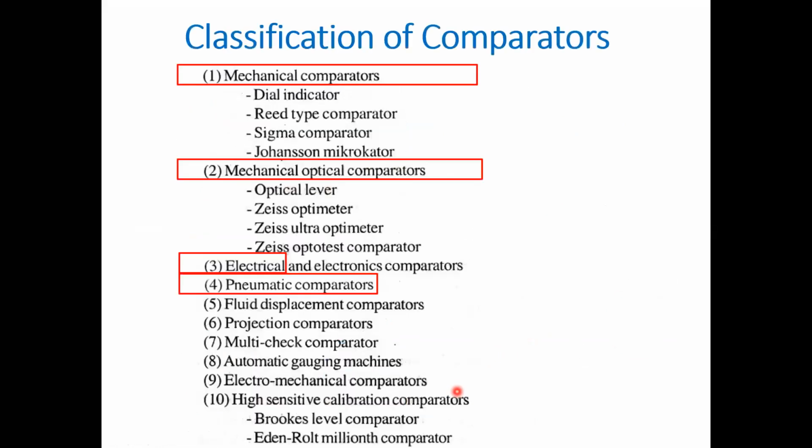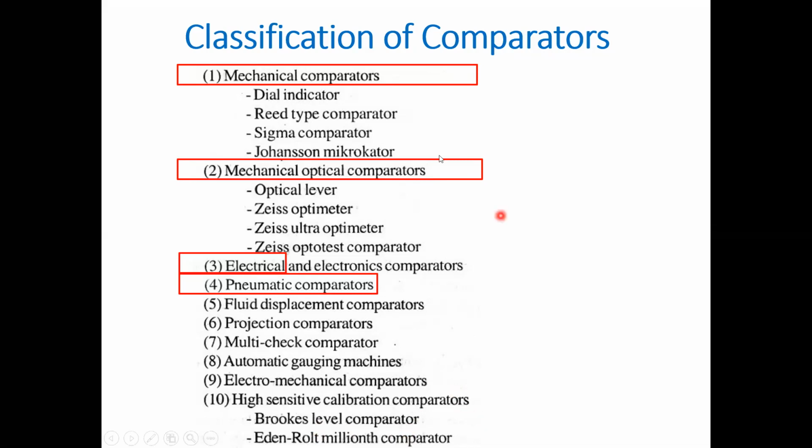Classification of comparators. There are a variety of comparators based on the different mechanisms used in them: mechanical comparators, mechanical optical comparators, electrical and electronic comparators, pneumatic comparators, fluid displacement comparators, projection comparators, multi-check comparators, automatic gauging machines, electromechanical comparators, and highly sensitive calibration comparators. The last two are very important, but they are not included in our syllabus: the Brookes level comparator and the Eden Rolt millionth comparator. These are highly sensitive calibration comparators.